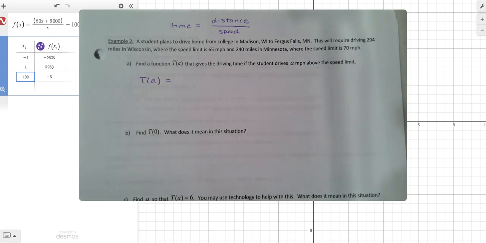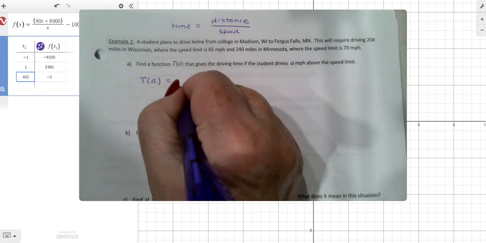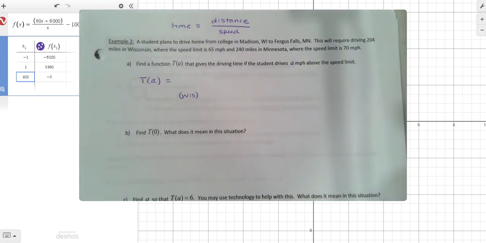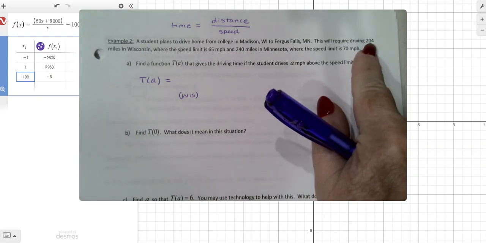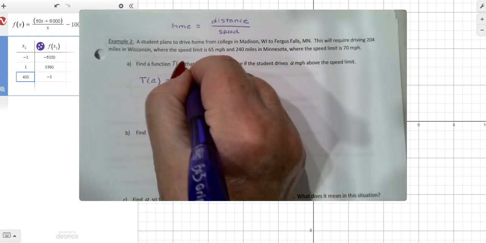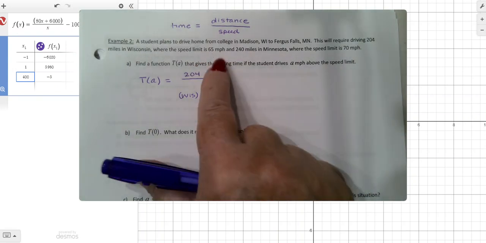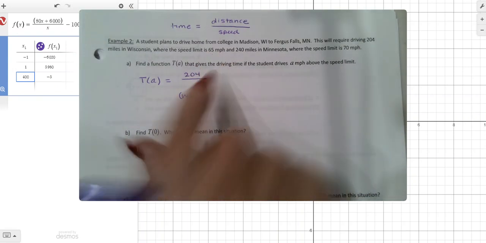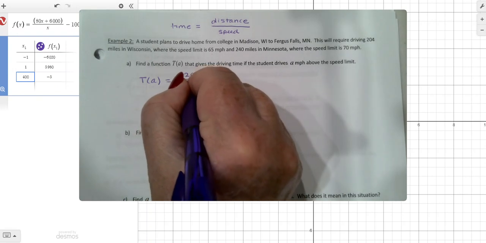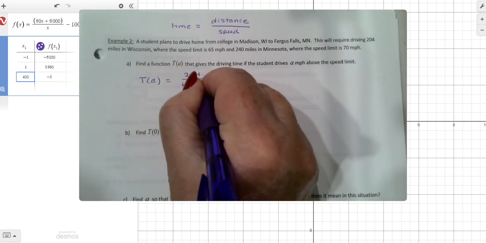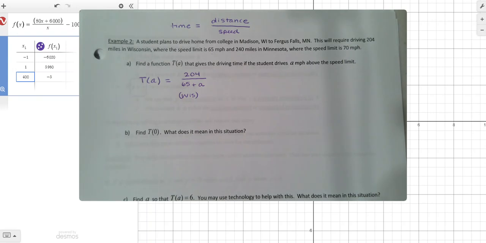So I'm going to start with doing distance divided by speed, but I'm only going to do it for the Wisconsin part, because that's going to change in Minnesota, right? So for the Wisconsin part, the distance is 204. And if the student was abiding by the speed limit, they could go 65 miles an hour. But because they're going to speed by a miles an hour, I'm going to add a to that.